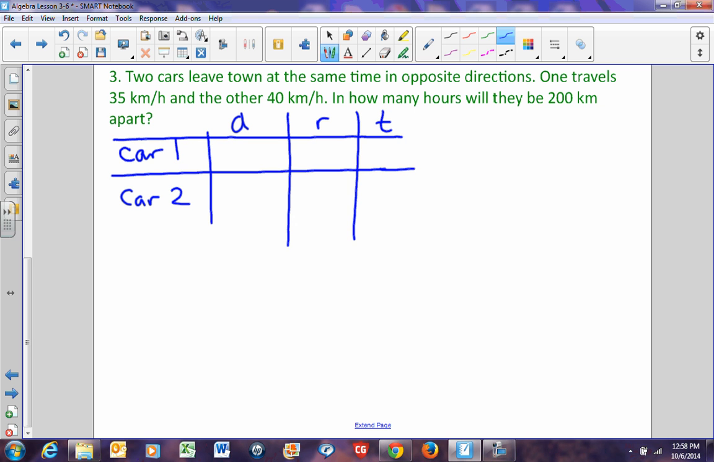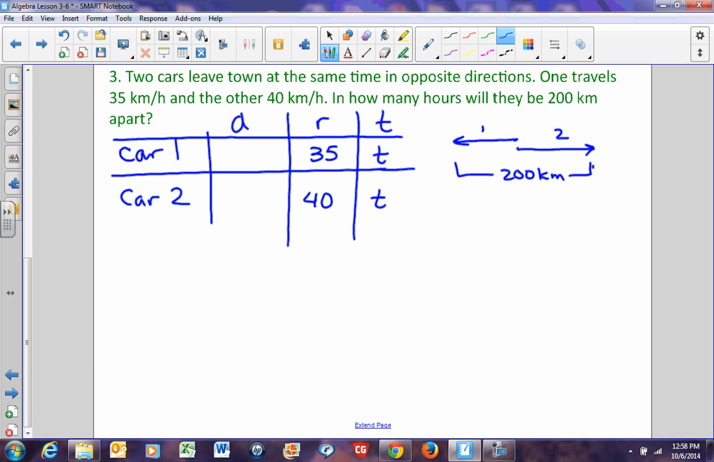Alright, 2 cars leave town at the same time. So car 1's going this way, car 2's going this way. Eventually, they have to be 200 kilometers apart. They're driving away from each other, so eventually they'll be 200 kilometers apart. One travels at 35, so let's make the car 1 be at 35. The other one travels at 40. They both leave at the same time, so T is going to be the same for both of them because they're going to both be 200 kilometers apart at the same time as well. So T is going to equal the time for both cars. The distance is 200 kilometers.